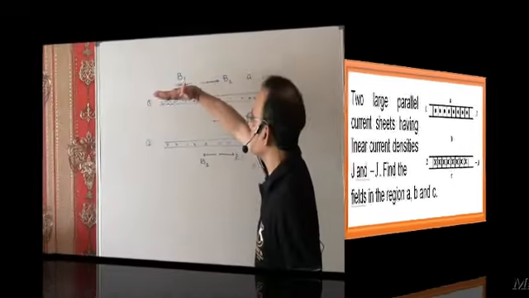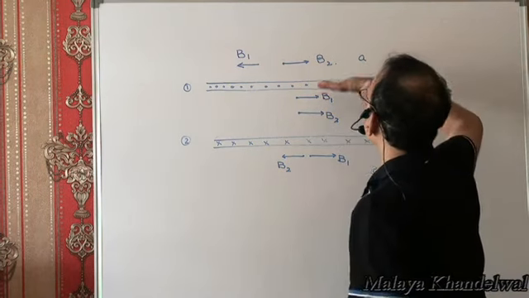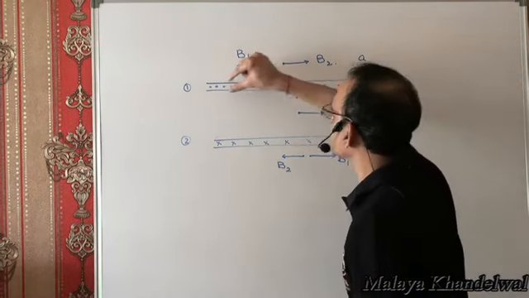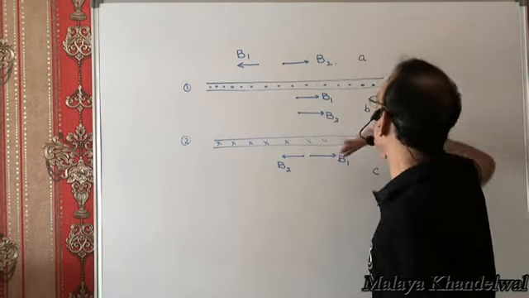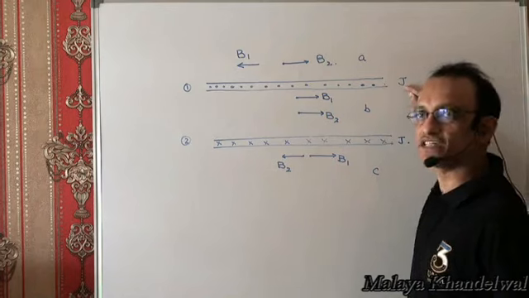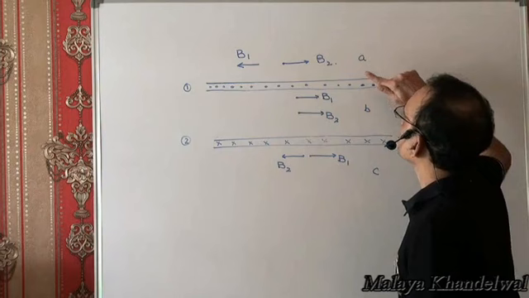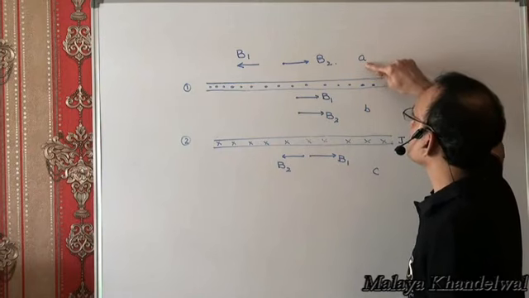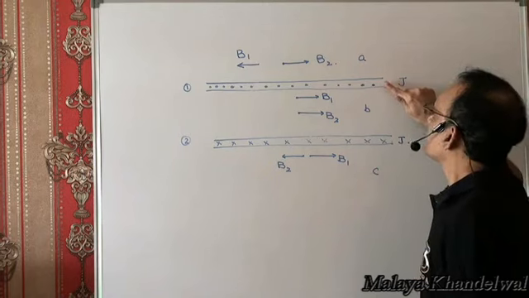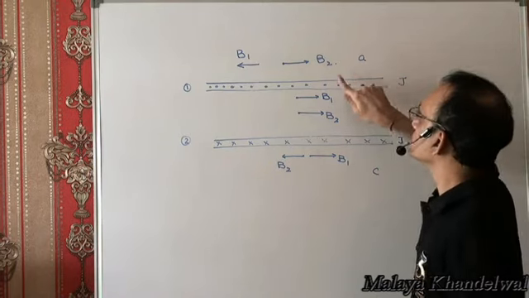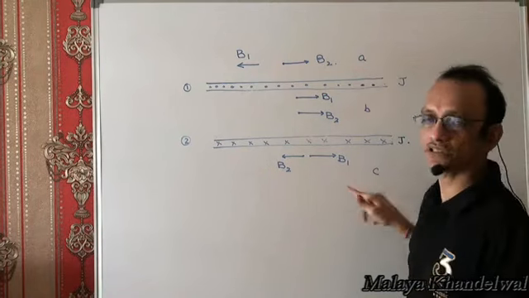So what we have in this situation is two infinite thin sheets of current carrying current perpendicular to the plane of the board with linear current density J. And there are three regions, region A, region B, and region C. We want to be able to compute the magnetic field at points in region A, at points in region B, at points in region C.